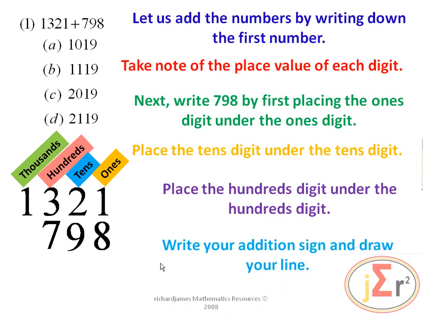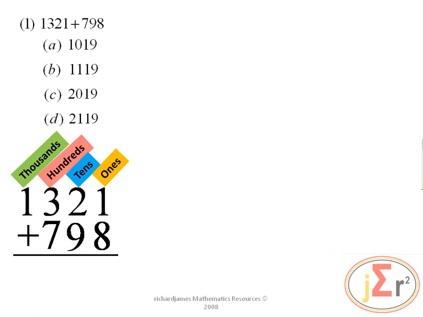And what do we do after that? Write your addition sign and draw your line. When we are all adding numbers, it is very important for us to follow certain principles, certain formats. In adding, we need to underline and also place the addition sign so that it is quite visible that others may look at the problem that we are solving and be able to tell that we are actually adding those numbers. We are about to add.